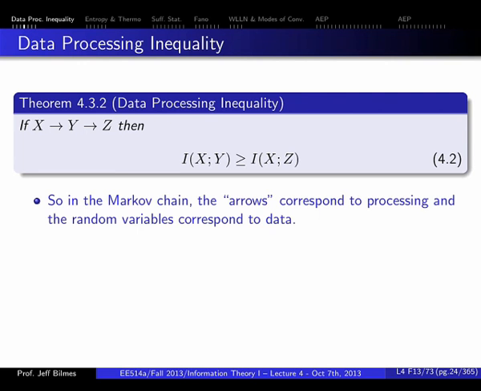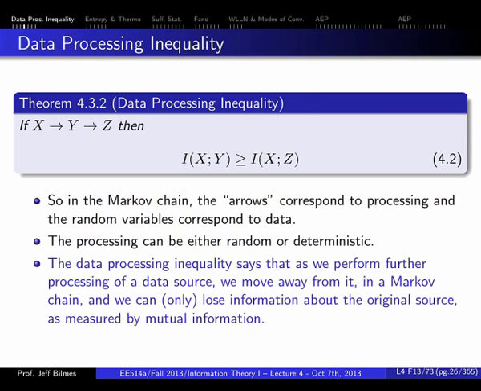Okay. So it can be random or deterministic, and we can do all sorts of stuff. Basically this says that in our entropic form, as we perform further processing of a data source, we move away from it in a Markov chain, we can only, if anything, lose information.